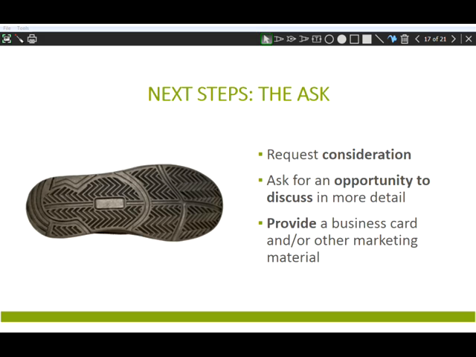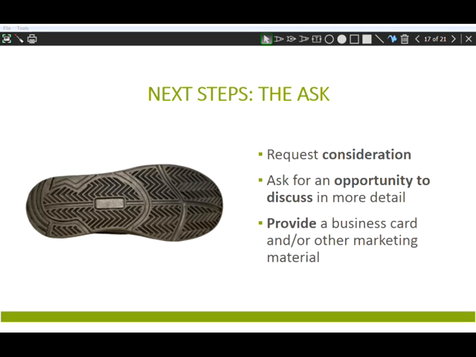And then the last big step is really the next steps, what I'm calling the ask. So the last step, after you've told them about you and your product or service, you've talked to them about the need your product or service meets, and then you've talked about the success that you've had, you really want to be able to close by asking for something.